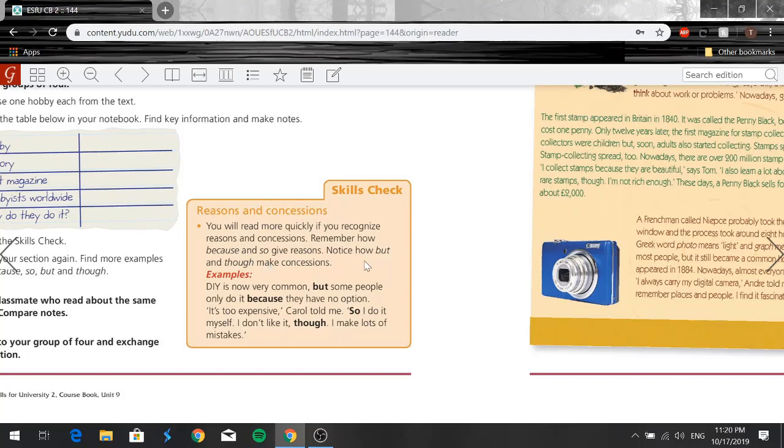Okay? Now notice how the words but and though make concessions. DIY is now very common, but some people only do it because... So here, that's a concession. Okay? So, Carol told me, so I do it myself. I don't like it though. I make lots of mistakes. Though here is used as a concession as well. That was a quick difference between reasons and concessions, and the four words, and how you can read more quickly if you recognize the difference between reasons and concessions.